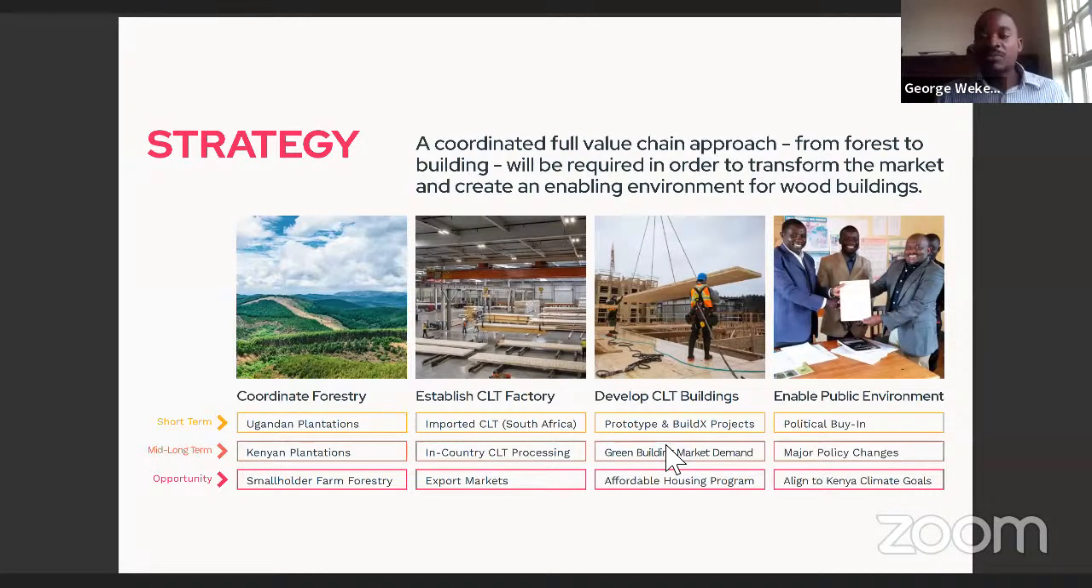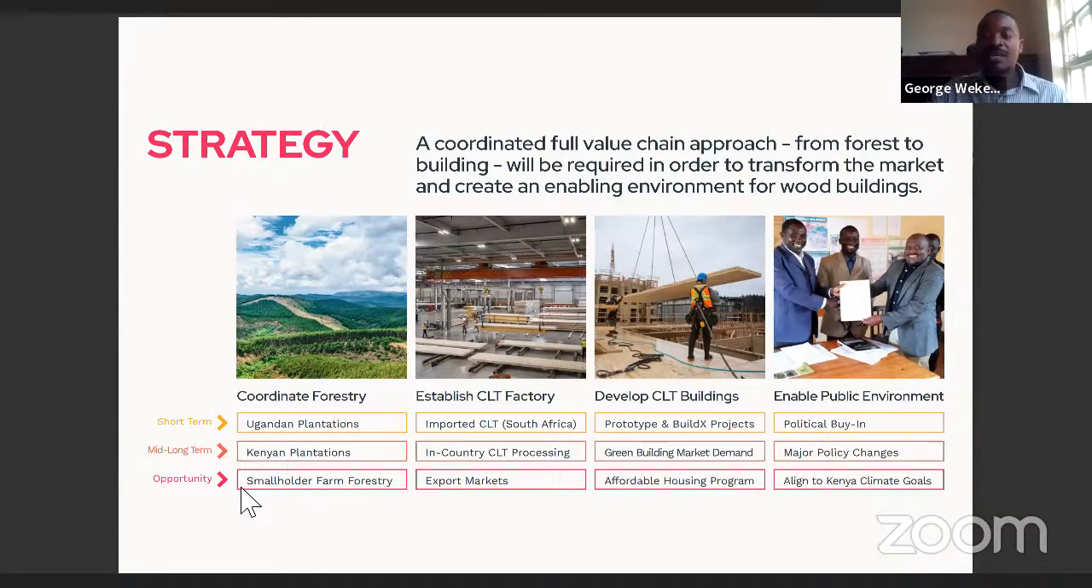And by the time we have a couple of buildings already done out of mass timber, we are looking at having in-building market demand. So from people visiting and experiencing these buildings, we hope that they come out of it convinced and have the appetite to adopt the system themselves. So we expect the green building market demand to shoot up. And this time we also expect major policy changes that support green building, whether it's incentives or other carbon mechanisms that we can explore that help us build in a sustainable way, but also in an affordable way.